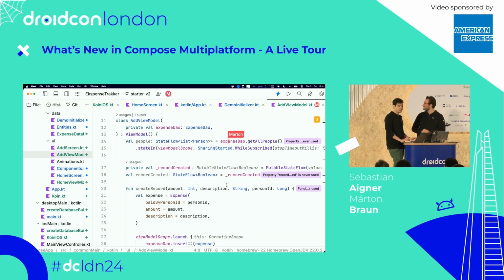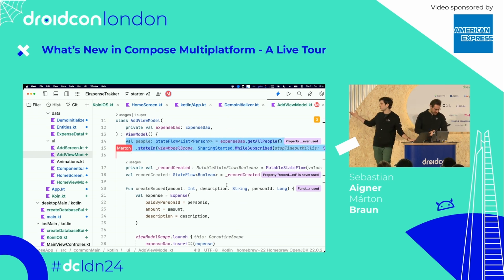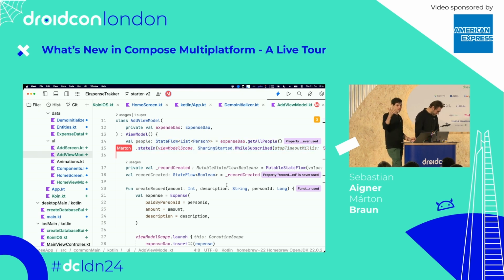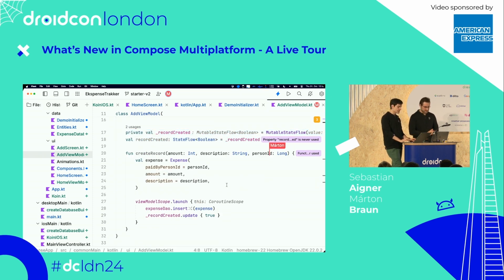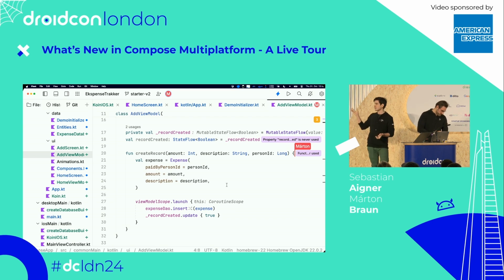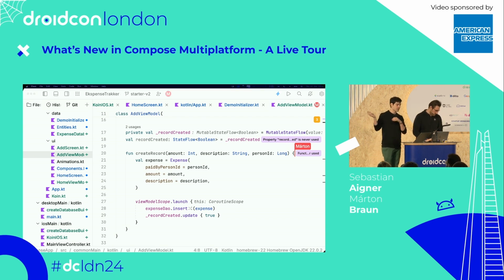So what's the add view model going to do? It has the same kind of setup, again, pulling data from the DAO and then converting that into a state flow. This time that will be the list of people that we can pick from to assign expenses to. Then it has another state flow that it can use to signal from the view model to the UI that we have created a new record, so that we can navigate back and close the screen. And it has this create record function, which takes some parameters from the UI, creates a new expense, creates a coroutine, calls into the DAO, and creates that new database record. Once again, we're using the same APIs as on Android, so if we need a coroutine in a view model, we can call view model scope, and that works exactly as you would expect.